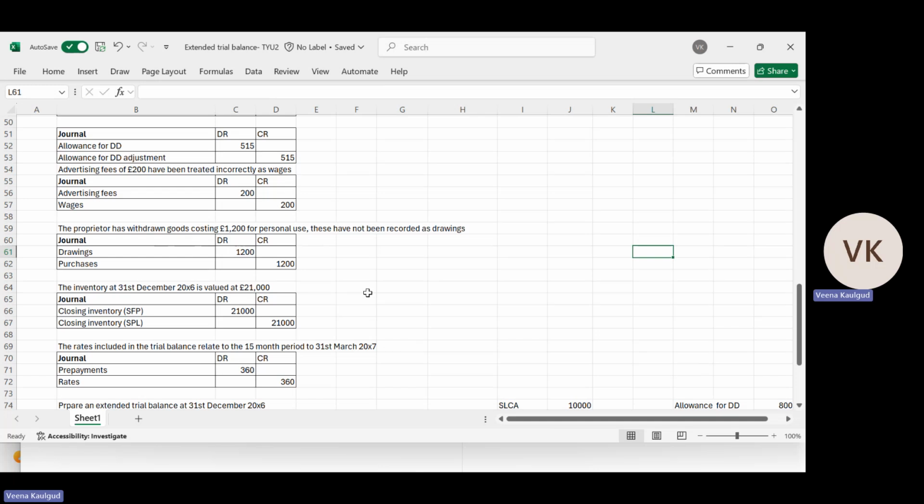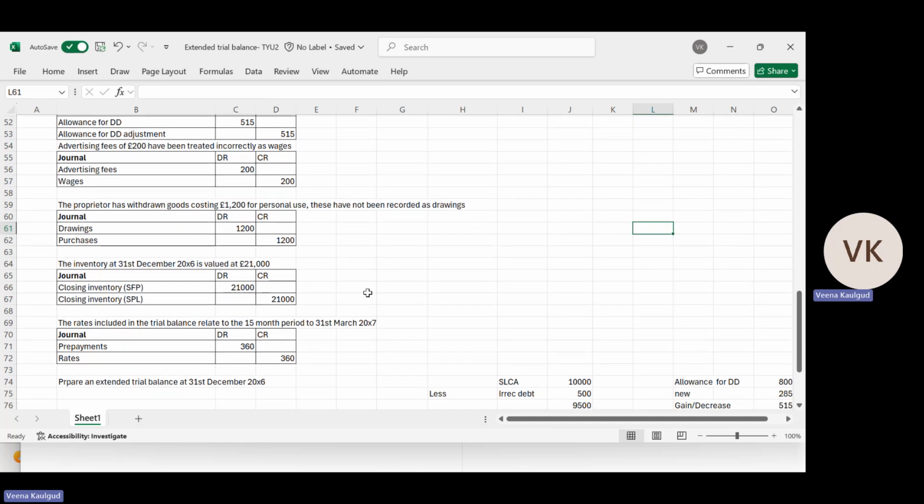The proprietor is using it for their personal use. The stock that they buy for their shop is classed as purchases. But if the proprietor is going to use up some of the milk for their personal use, it means the purchases for the business have gone down. Purchases is a debit otherwise, but here the purchases will go down and hence purchases is a credit. So 1200 drawings, and purchases would be 1200 credit. So that was the journal for that.